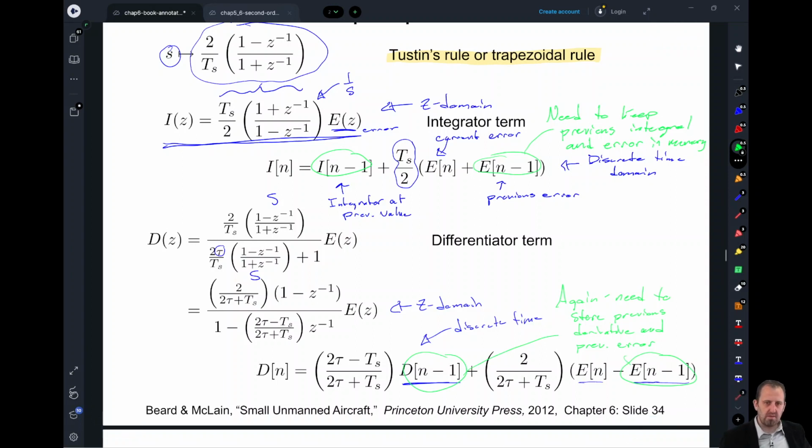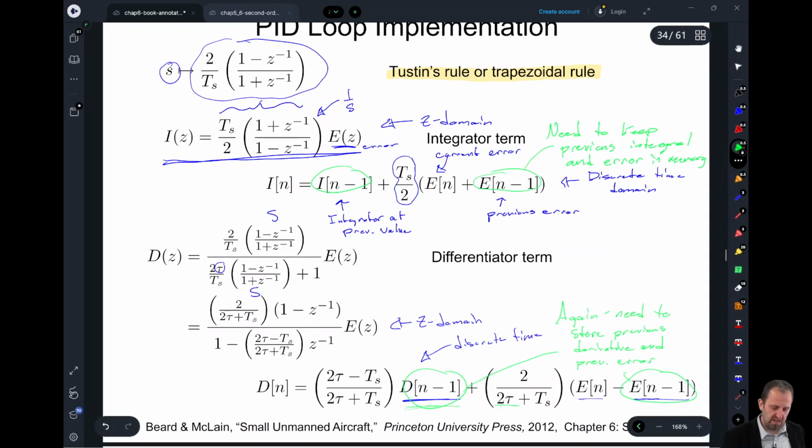So we need to keep that in memory so that when we see the new error, we can take the difference between it, use that, and that'll help us with our trapezoidal rule, plus our low-pass filter. We also take the previous derivative value into play in our low-pass filter as well. Excellent. So we can define our integrator and our differentiator, and we can discretize them really nicely.